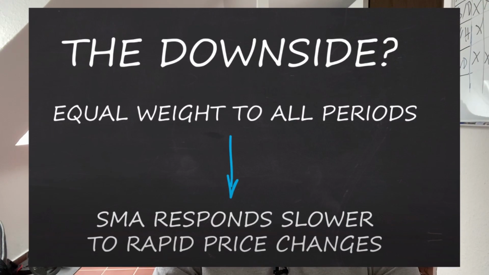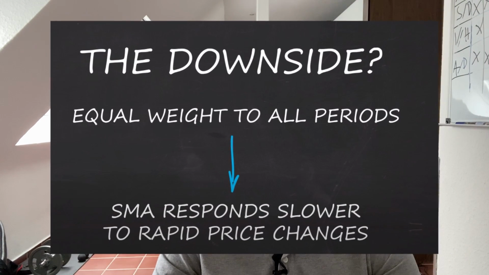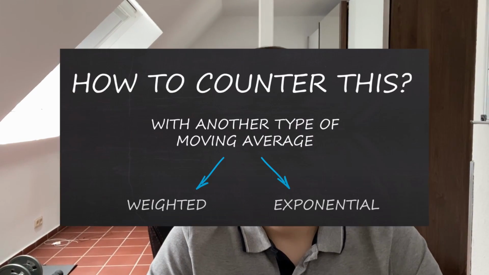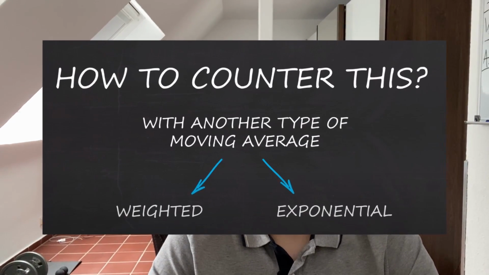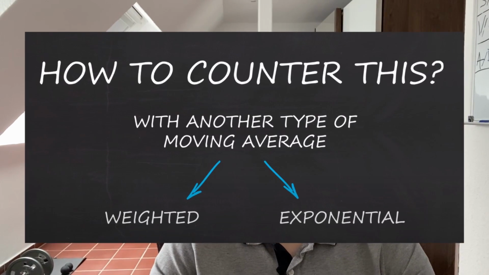So let's look at the downside of SMA next. Because equal weight is given to all periods, the simple moving average is slower to respond to rapid price changes that might prove to be important. So, is there a way to counter this downside? Well, yes, there is. With another type of moving average, you can counter this. Either a weighted or an exponential moving average. Today we will look at the weighted and the exponential moving average.